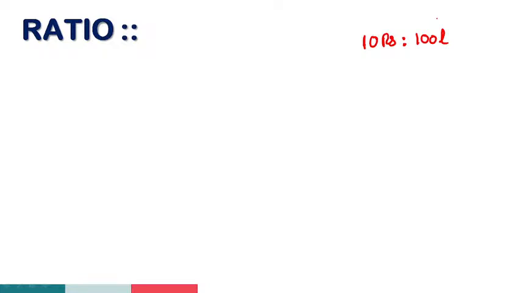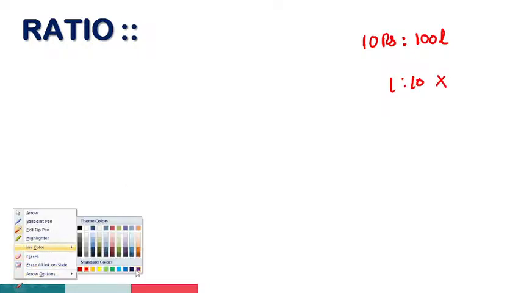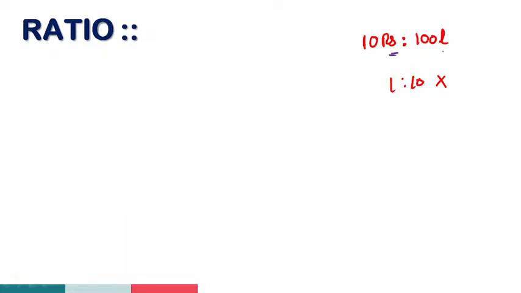So somebody is saying the answer is 1 is to 10. Okay. Very good, but it is a wrong answer. Why? Because here it is given 10 rupees and here 100 liters. How can you compare rupees and liters? For example, 10 rupees and 100 rupees, then the answer is 1 is to 10. 10 liters and 100 liters, then the answer is 1 is to 10. It means two quantities: 10 rupees is one quantity and 100 rupees is another quantity.